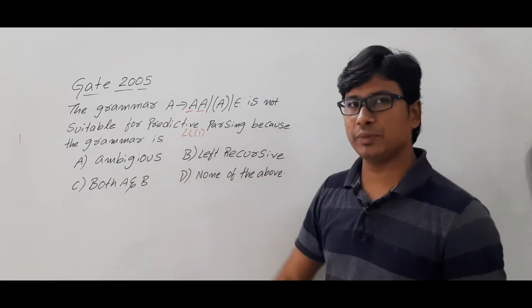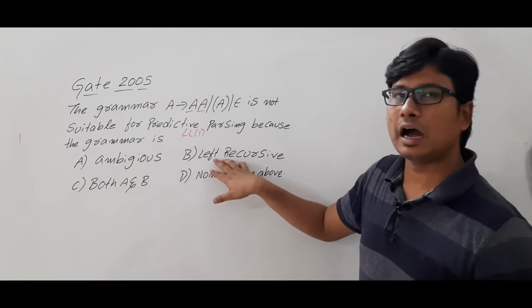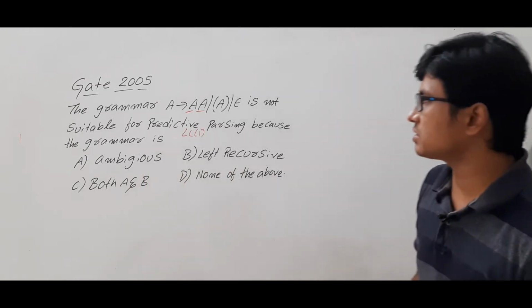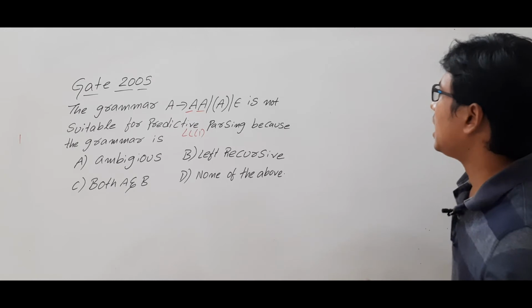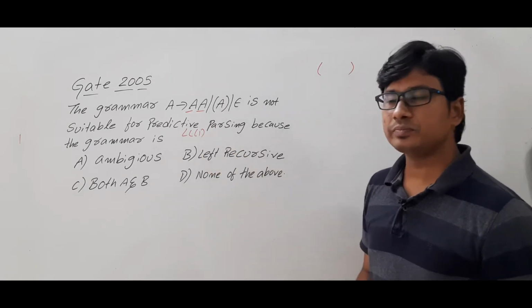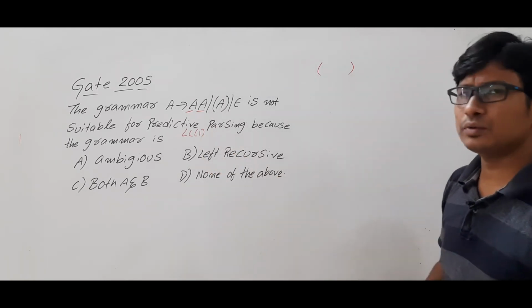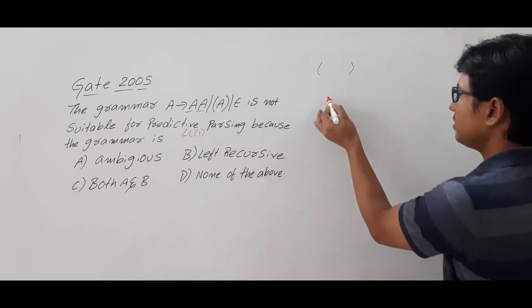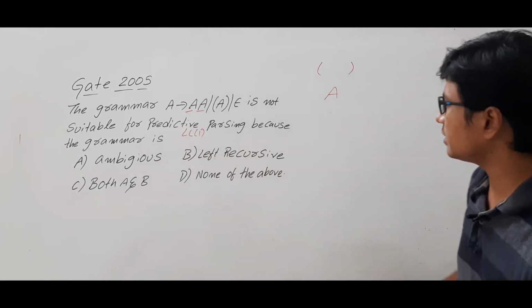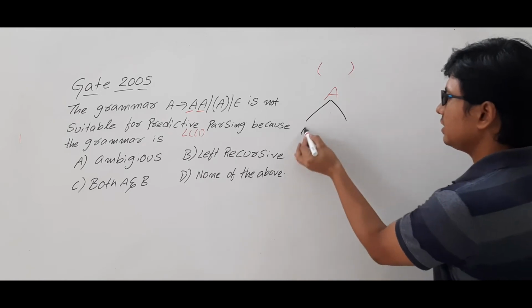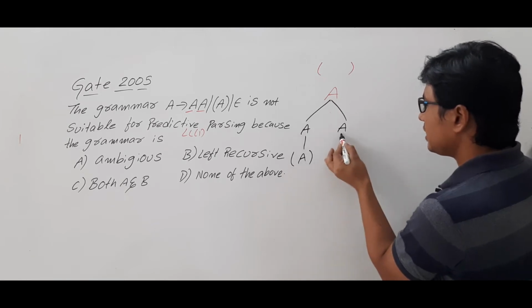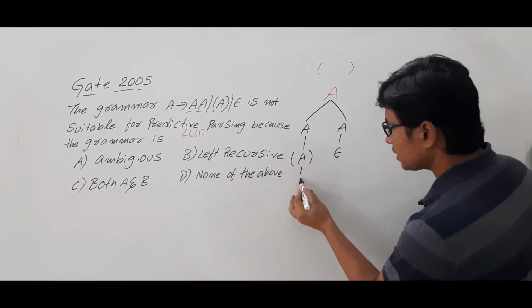Now we will check whether it is ambiguous or not. If it is not ambiguous, then the answer will be B. If it is ambiguous, then I can say both A and B. How to check whether it is ambiguous or not? I will take one string which can be generated by this grammar, and see what parse trees I can generate. Now I start from A because for this grammar the start symbol is A. So A can determine A and A. This A can determine {A}, and this A can determine epsilon, and this one can determine epsilon.